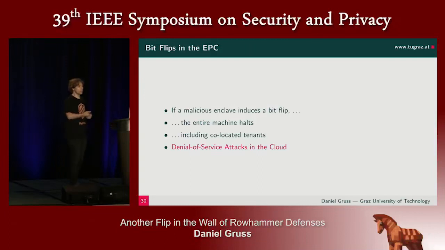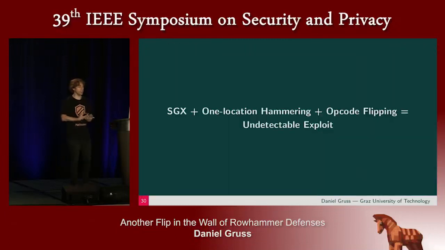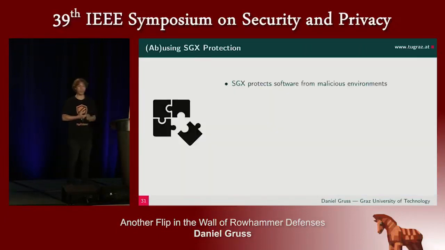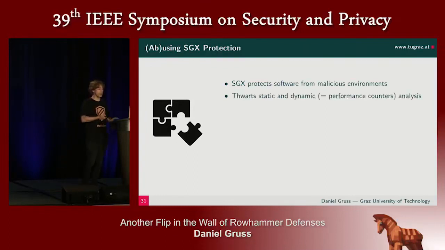The other option that we can do is we can combine SGX with one-location hammering and opcode flipping and build an undetectable Rowhammer exploit. Because SGX protects software from malicious environments. It also protects it from some attacks like performance counter-based attacks. Most performance counters do not work on SGX enclaves. They are just not included in the performance counters.